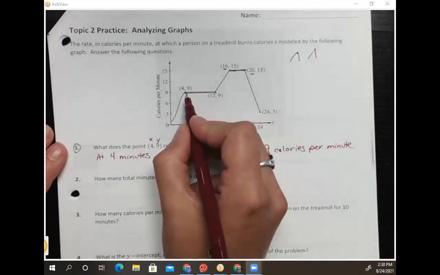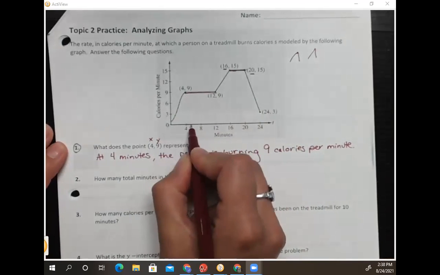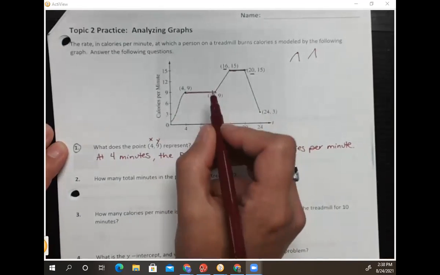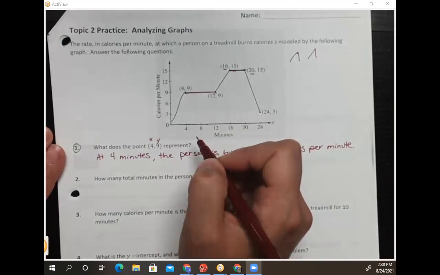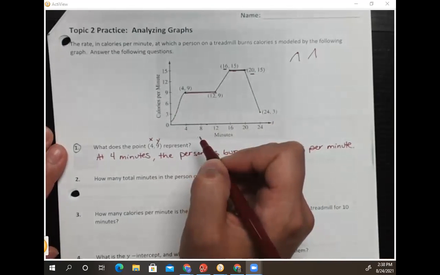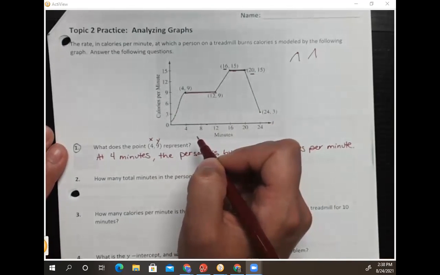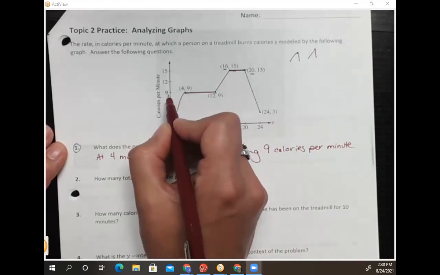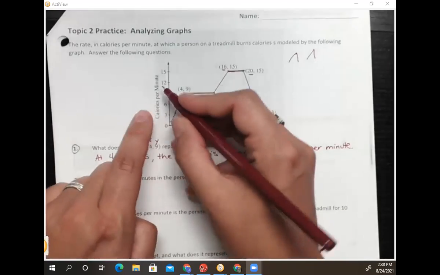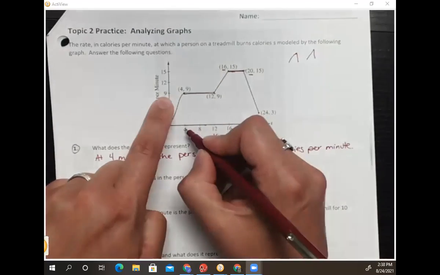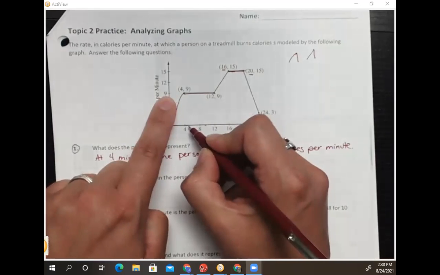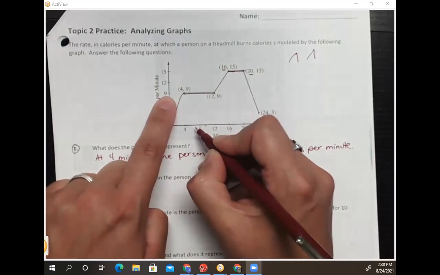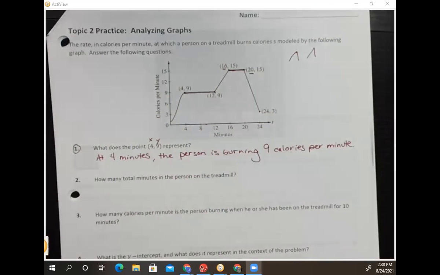Now, if no calories are being burned, that means this should be down here at 0. Okay, so this is keeping track of how many calories we burn per minute. So this is only tracking for an individual minute. So from minute 4 to minute 5, we burn 9 calories. From minute 5 to minute 6, we burn 9 calories. Does that make sense? So you guys who are saying we're burning calories at a constant rate, that's what's happening here.